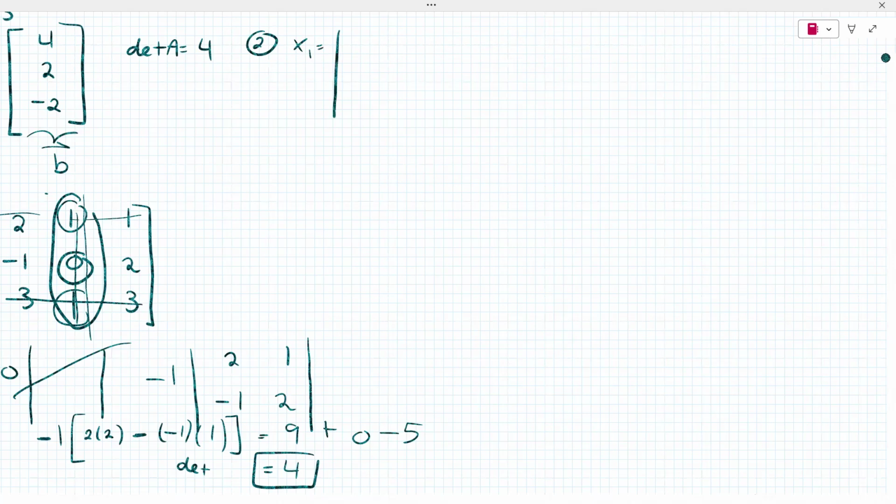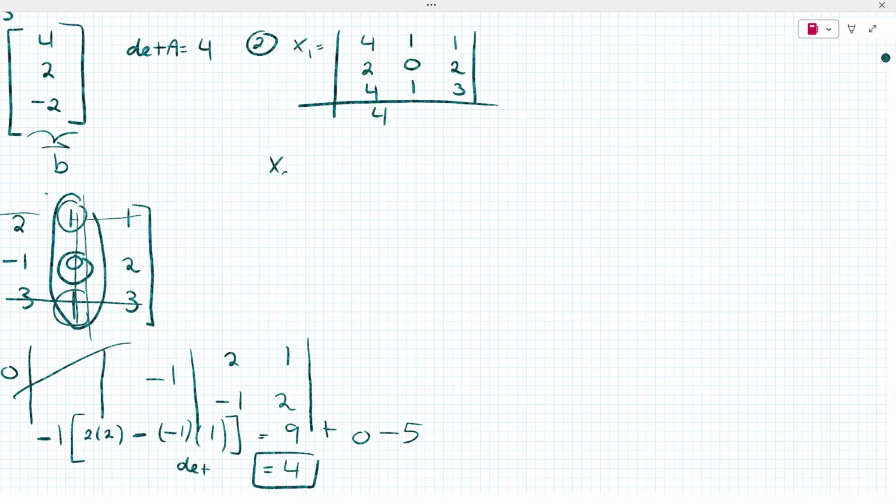So x1 is going to be, so what you do is you're going to replace the 2, -1, and 3 by the b vector 4, 2, -2, right? So this is going to be 4, 2, 4, and then everything stays the same of matrix A. So this would be 1, 0, 1, 1, 2, 3, all over determinant of A, which is 4.